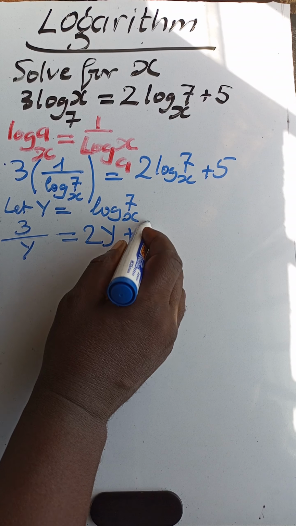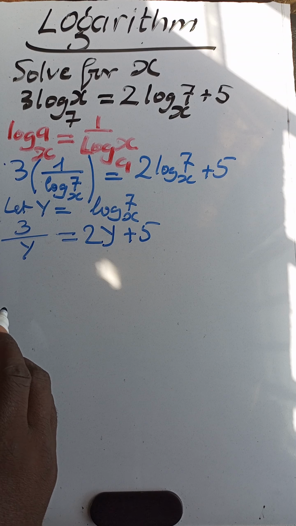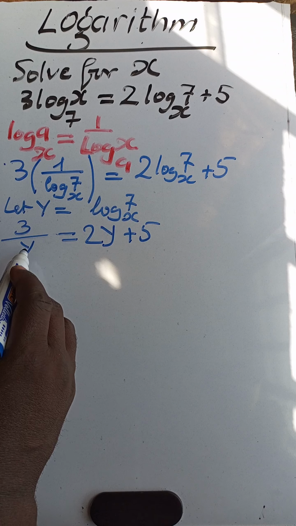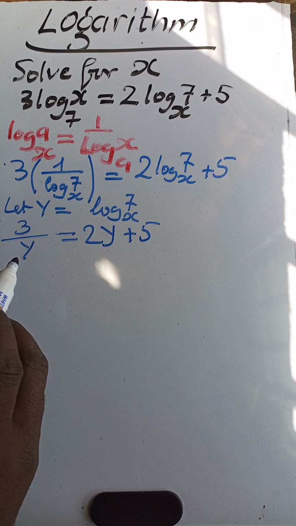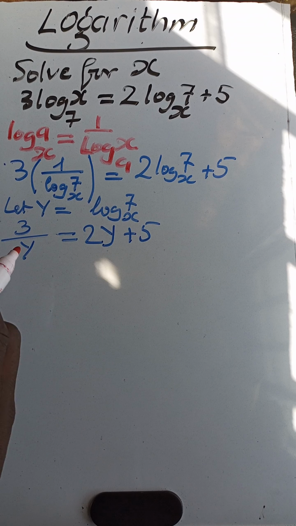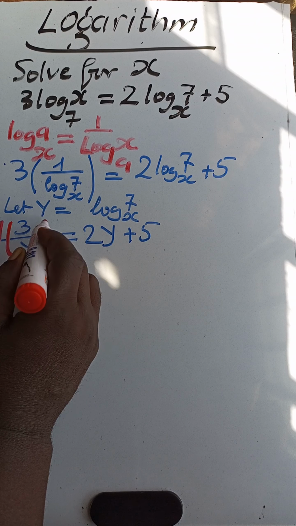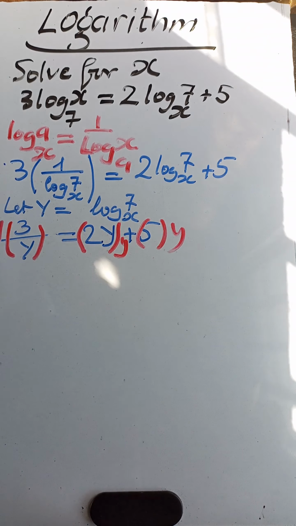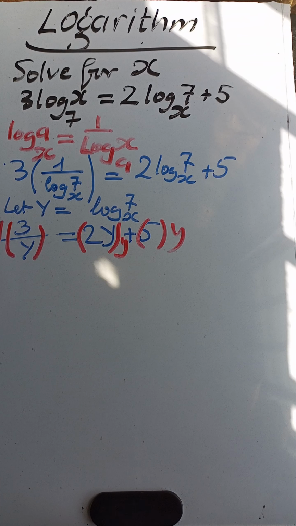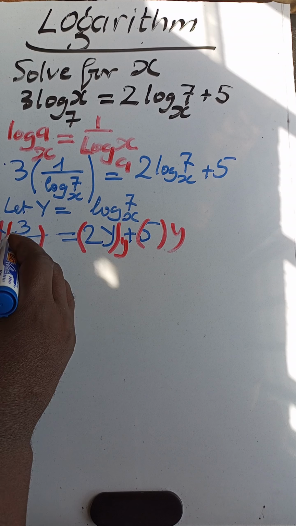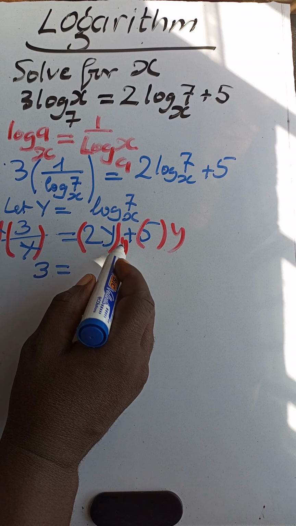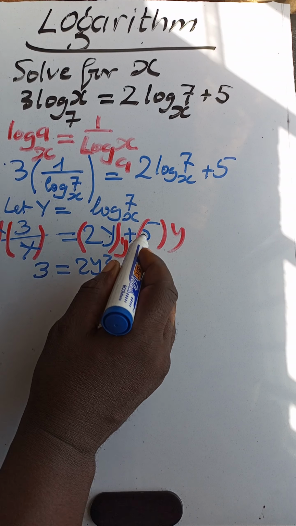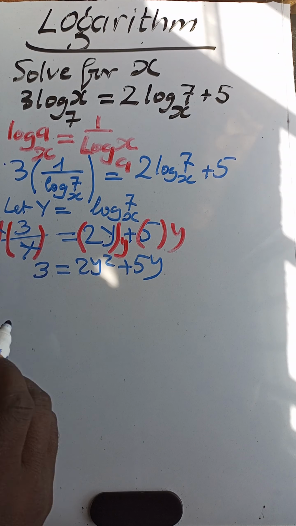2y plus 5. Now, to remove this denominator, let us multiply all through by y. So multiply here by y, multiply here by y, and multiply here by y. When we do that, this y will cancel this y. We're left with 3 is equal to y multiplied by y is y squared plus 5 times y is 5y.